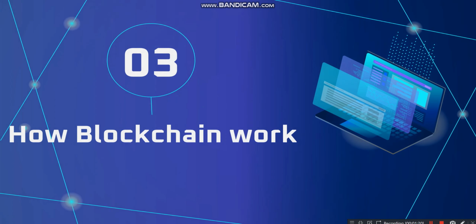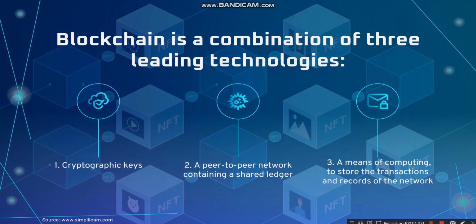How does blockchain work? So blockchain uses three leading technologies. First one is cryptographic keys, which is also called hash keys. Next is a peer-to-peer network containing a shared ledger. Like I said before, there are multiple computers which are participating in blockchain. So these are peer-to-peer networks, and the next is a means of computing.